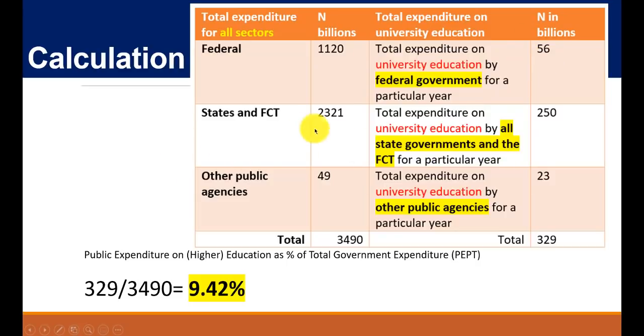For the states, you add them up one by one. And this is where you hardly can get the data. The data are very difficult to obtain for all the states. Let's assume it's 250. For all the public agencies, TETFund, and the rest, 23. So total is this. So for this indicator, my dear participants, it is taking what is spent on education, in this case, university education, over the total expenditure for everywhere. And what you have here is this by this to give 9.42%. Like I said, this is theoretical, but that's just to guide you.